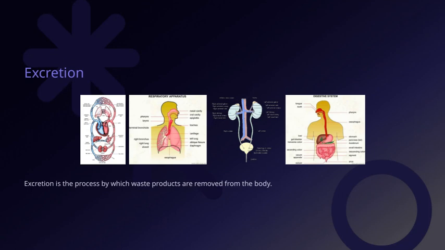Excretion is a vital process in our bodies, and it involves the removal of waste products. These waste products are produced as a result of various metabolic activities happening inside us. Without excretion, these wastes could build up and become toxic, which would be harmful to our health. So, the body has several systems in place to efficiently get rid of these wastes. Understanding this process is key to appreciating how our bodies maintain internal balance and stay healthy.